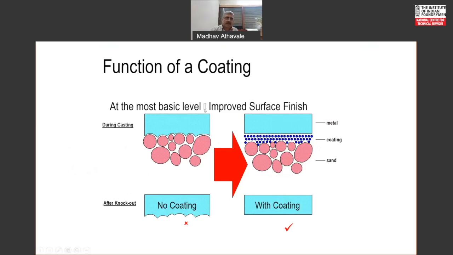Here is a presentation of a very simplistic, almost basic level. Here on the left hand side, you have a mold aggregate surface and metal in contact with that. And this is how, after knockout, you will have a surface of this roughness. While on a coated mold, because all the physical cavities are filled by a coating layer, you will get a much smoother surface finish on the casting.